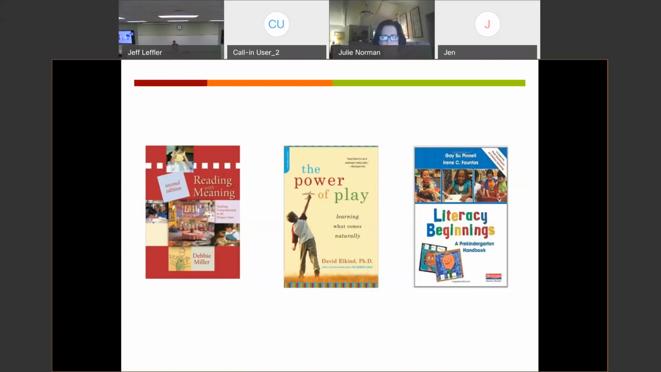Have any of you heard the Wonky Donkey before? All right, I'm going to read the Wonky Donkey real quick.